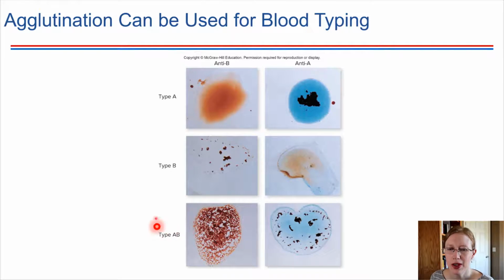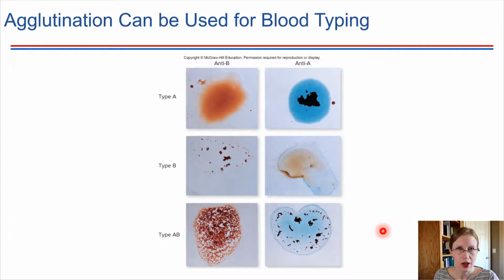So blood type AB, this one's kind of interesting because these red blood cells have both A and B antigens present on the surface. So if we mix it with antibodies against the B antigen, we're going to have agglutination. If we mix it with antibodies against the A antigen, we're going to have agglutination. That's just representing the fact that both the A and B antigens are present on the surface.